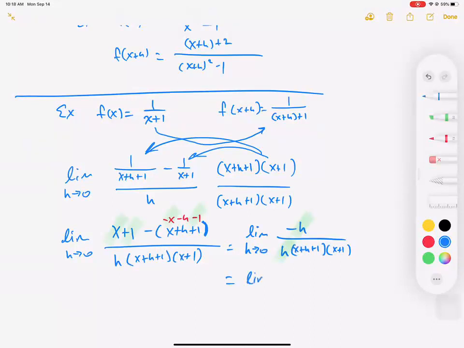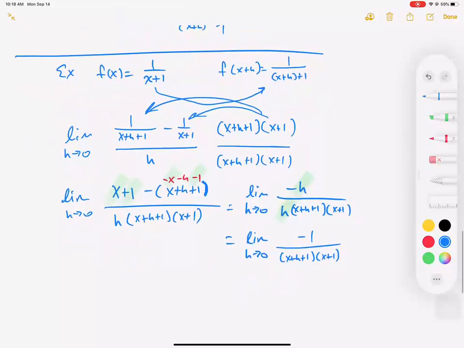This equals the limit as h goes to 0 of negative 1 over x plus h plus 1 and x plus 1. All right, now that we got rid of our 0 over 0, remember how this was 0 over 0 here? We got rid of it, bam, gone. We can now plug it in with no problem.